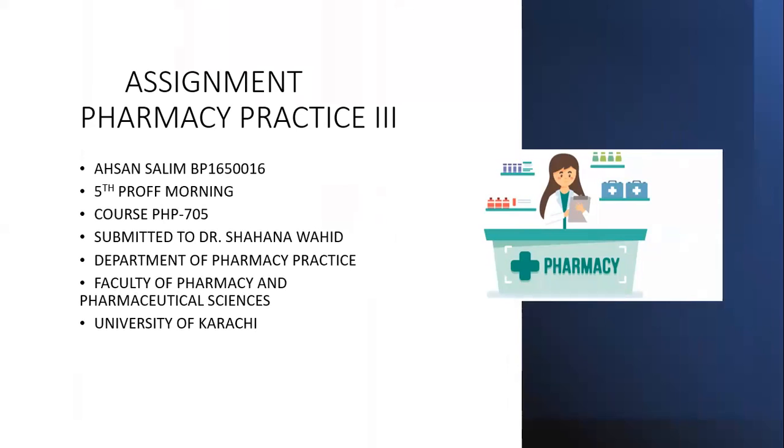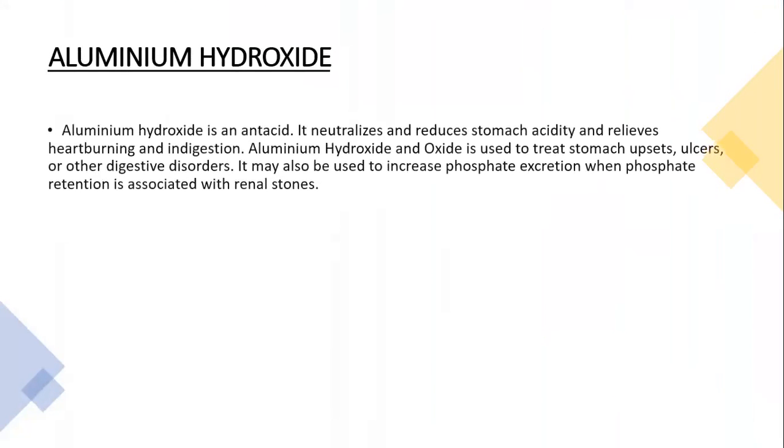I'm here to present my assignment of course PHP 705 Pharmacy Practice 3 on the topic of rational and irrational uses of drugs along with the case study. And my drug is aluminum hydroxide. So let's begin with its basic introduction.